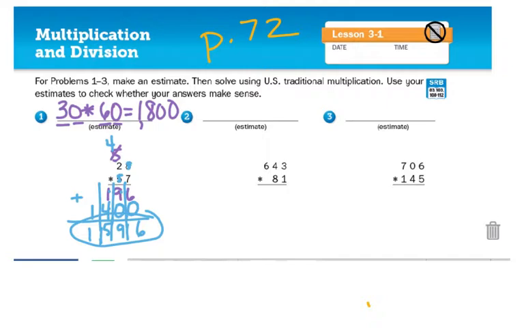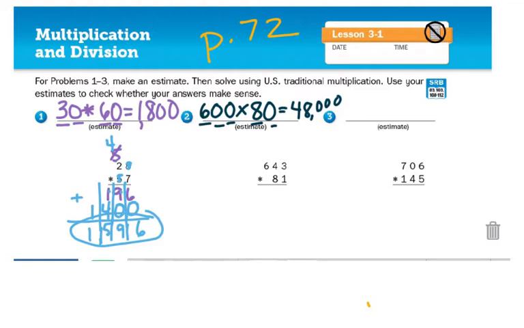All right, let's do one more multiplication, and then we'll do division. 643 is closer to 600 than it is 700. 81 is closest to 80. And now I can do that in my head. 8 times 6 is 48 with 1, 2, 3 zeros. So my answer should be close to 48,000.